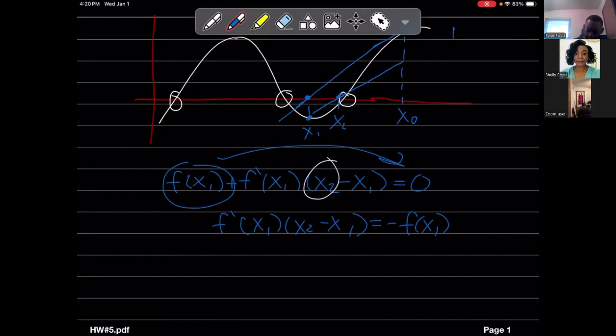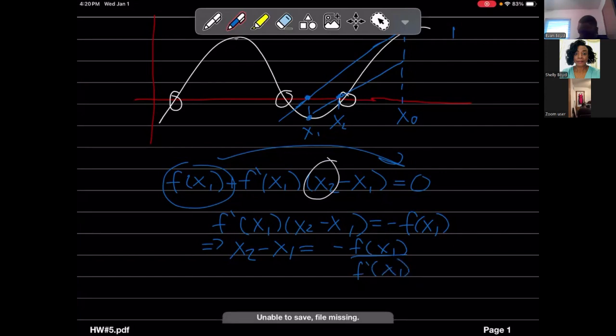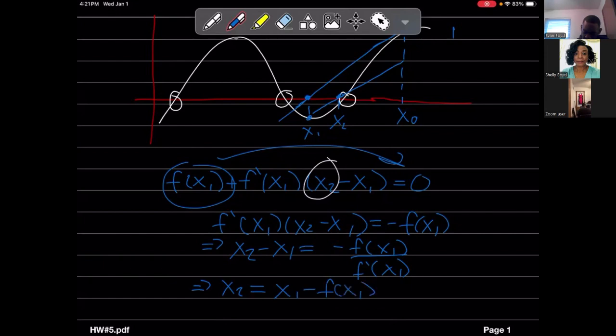Next we'll divide by f prime of x1. So now that gives us x2 minus x1 is equal to negative f of x1 divided by f prime of x1, and then we'll just move the x1 to the opposite side. Our final equation will be x2 is equal to x1 minus the function of x1 divided by the function prime of x1.